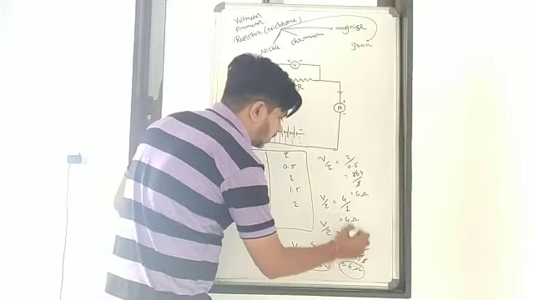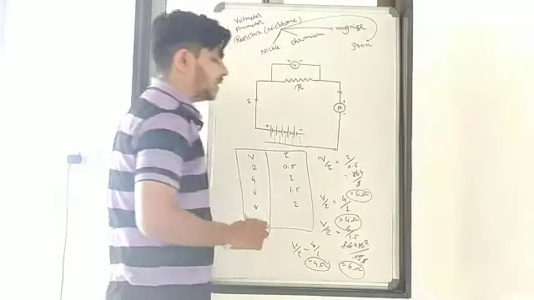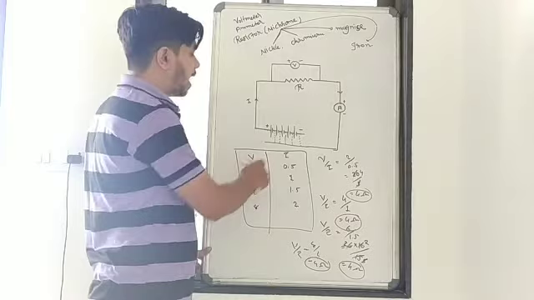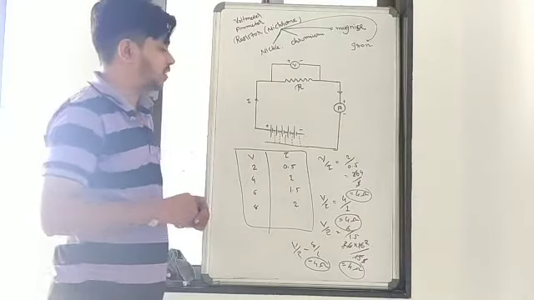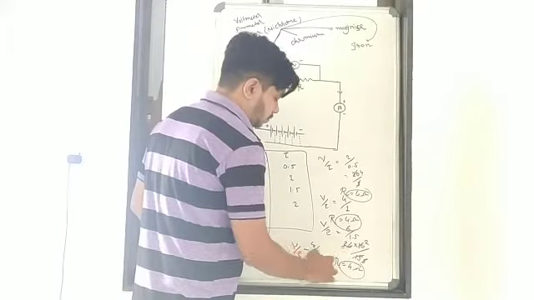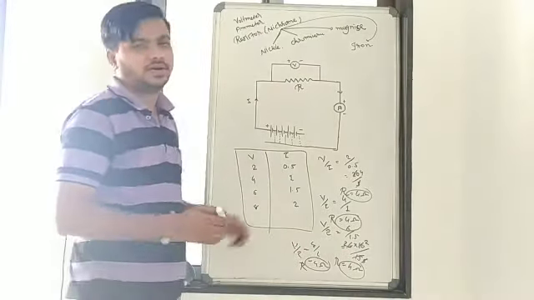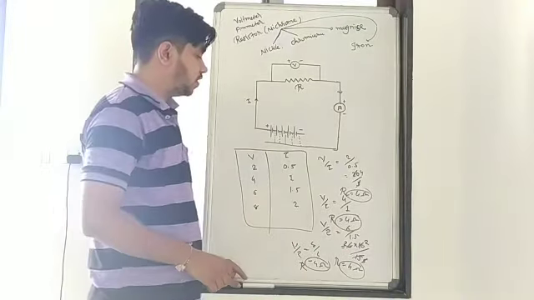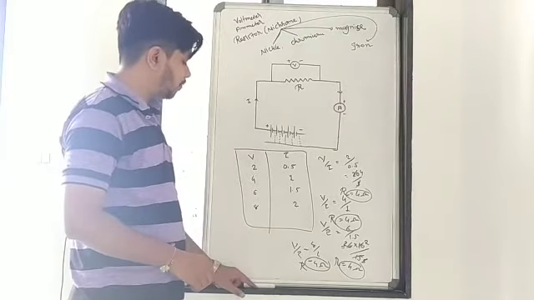So always, this one is the same. The V by I ratio is always the same, which gives you the value of R. For a single material, the R is always the same, which is 4 ohm. So like that you can perform the practical.